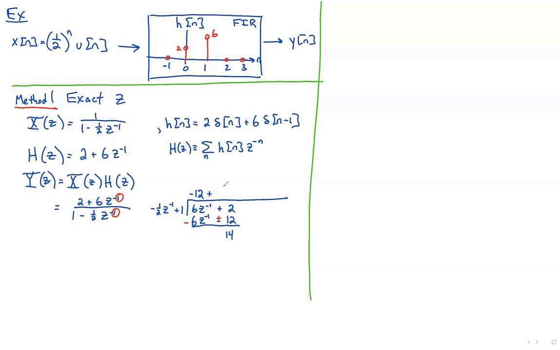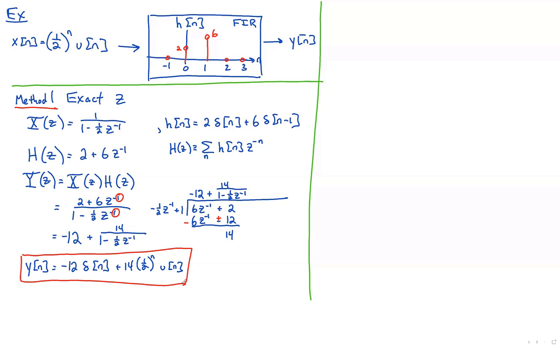So this is going to be plus 14 over, and then I'm going to reverse my coefficients again to put in the sort of the standard form. So now I can write this as a proper fraction this way. And so now I can directly read this thing out. It's equal to minus 12 times an impulse plus 14 times (1/2)^n u of n.